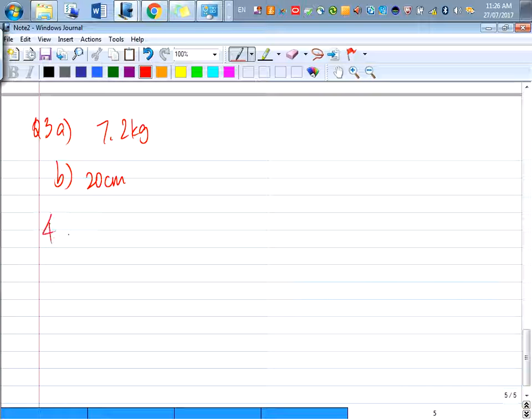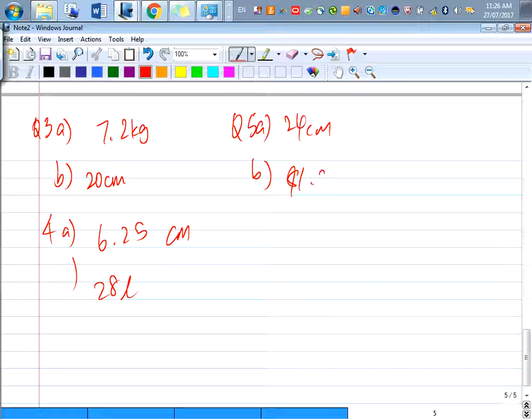Okay, then 4. A, 6.25. B will be 28 liters. Then question 5A, 24 cm. 5B, $1.25. Okay, if you want to put it in cents, it will be 125 cents. They didn't specify what to leave it in. Anybody needs help for these 2 questions?